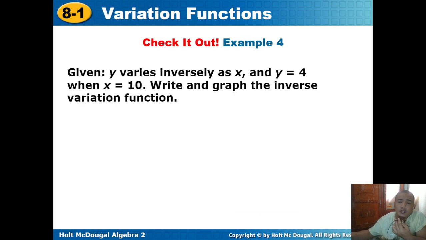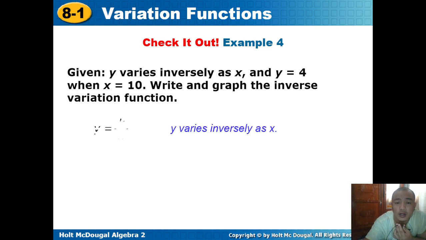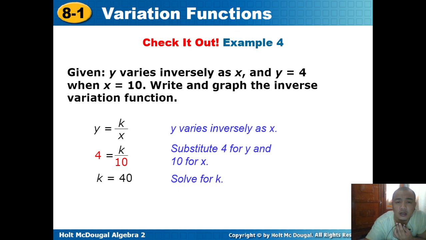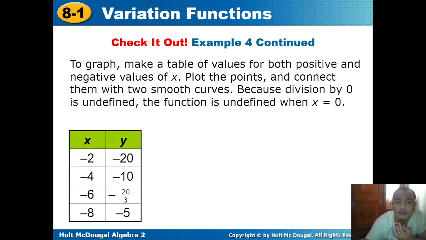Now, y varies inversely as x and y equals 4 and x equals 10. Write the inverse variation function. Y equals k over x. Pag inverse, so for k, just multiply y and x. 10 times 4 is 40. So 40 ang constant of variation. Now, write the variation formula. Y equals 40 over x. And that is now the variation formula. Y equals 40 over x. And let us now graph, have here.